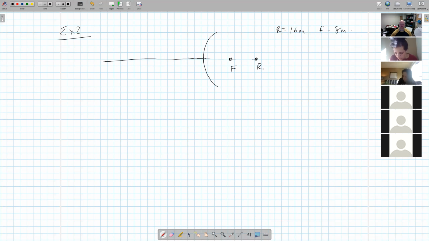So if this is 8 meters, on this side this would be 8 meters, so 10 meters is about where the object is, so it should be somewhere about here. So then we're told our object is placed here, which is the object distance of 10 meters away.